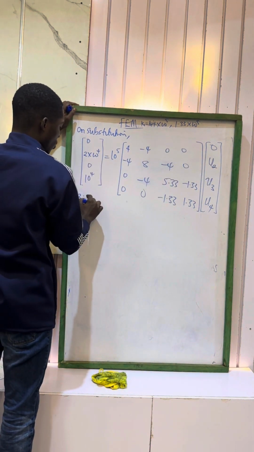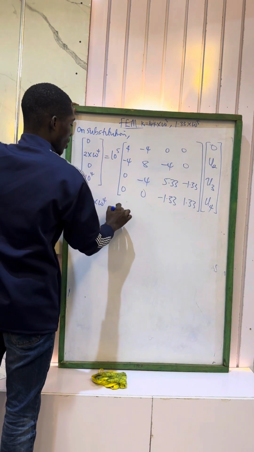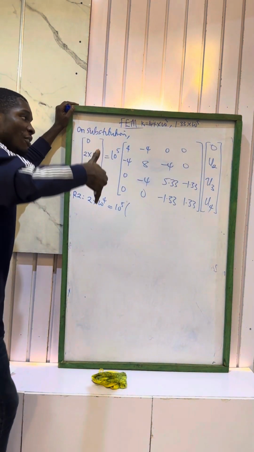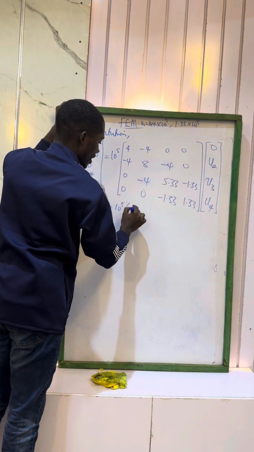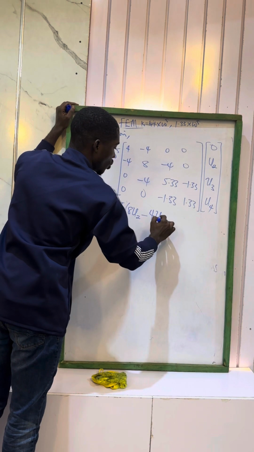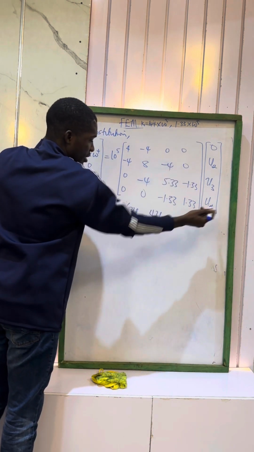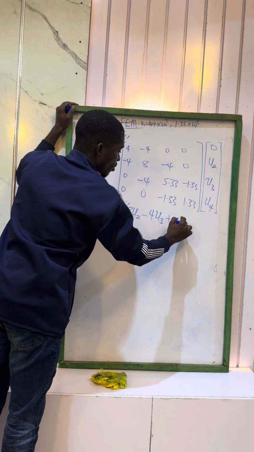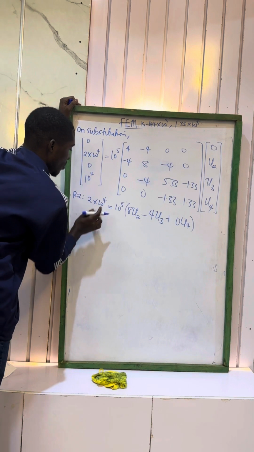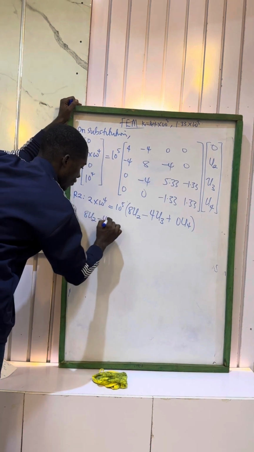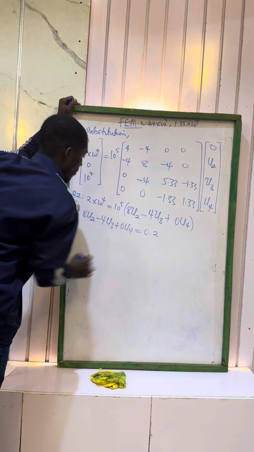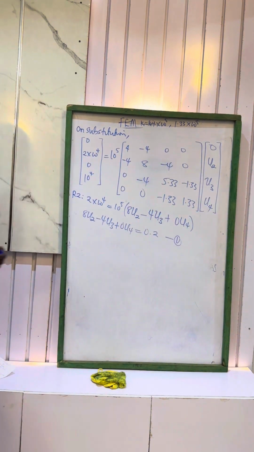So consider row 2: we have 2 times 10 to the power 4 equals 10 to the power 5, open bracket, minus 4 times 0 will give us 0. And 8 times U2 will give us 8 U2, then minus 4 times this will give us minus 4 U3, and 0 times this will give us plus 0 U4. I'm going somewhere, follow me. So dividing this will give us 8 U2 minus 4 U3 plus 0 U4 equals 0.2. So I can put it as my equation 1.